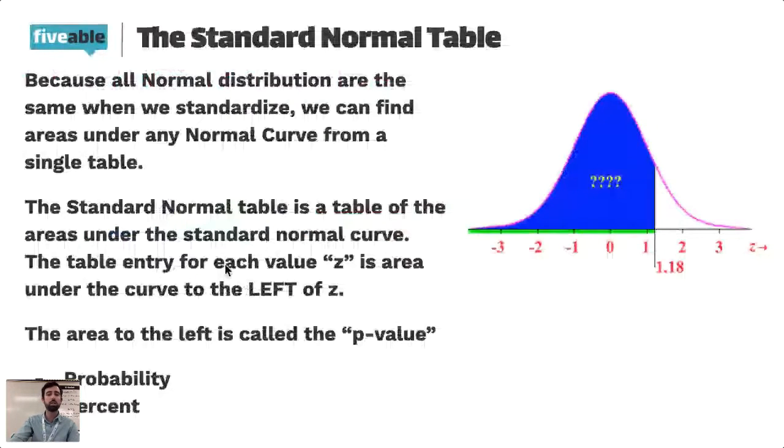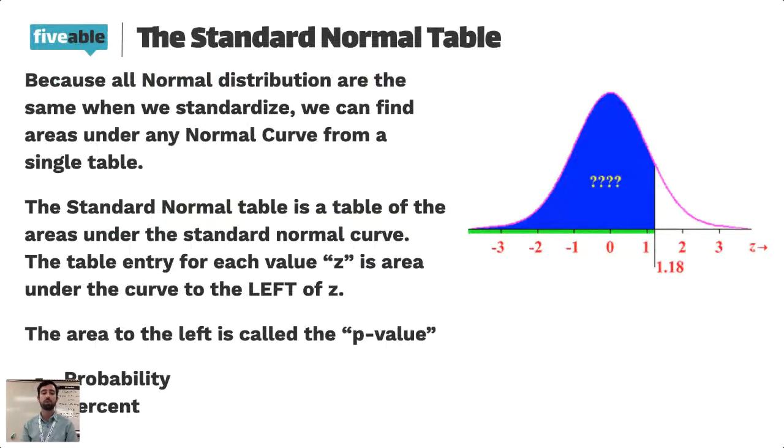Okay, so here is the standard normal table. That's going to be important for us to figure out the probability that something occurs. So because all normal distributions are the same when we standardize, we can find area under any normal curve from a single table. The standard normal table is the table of area under the standard normal curve.